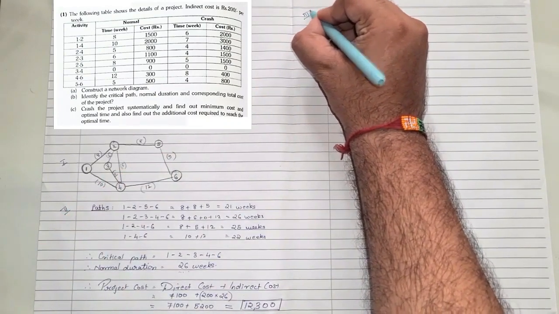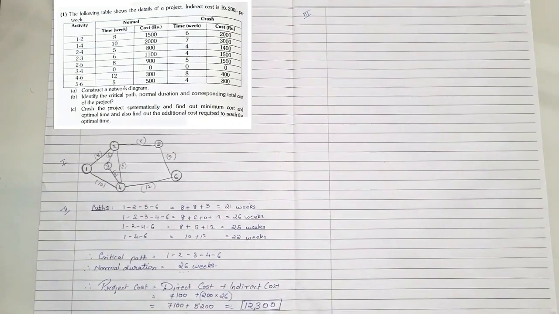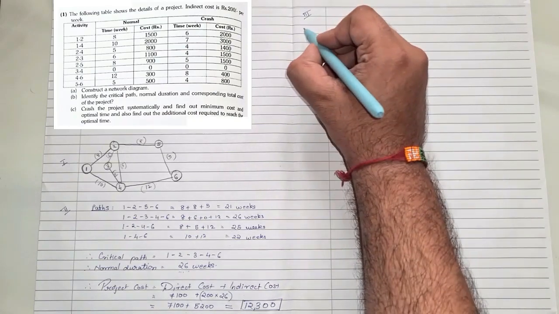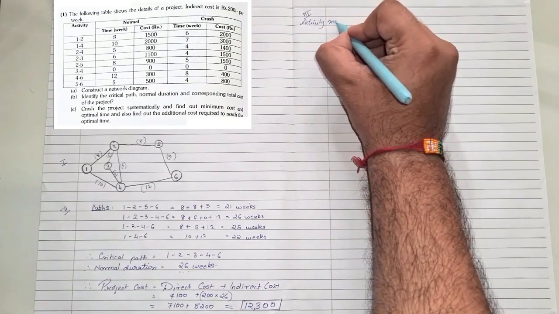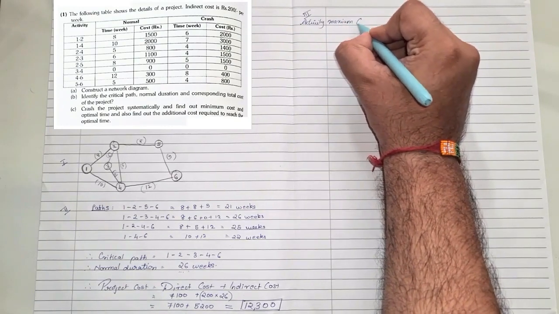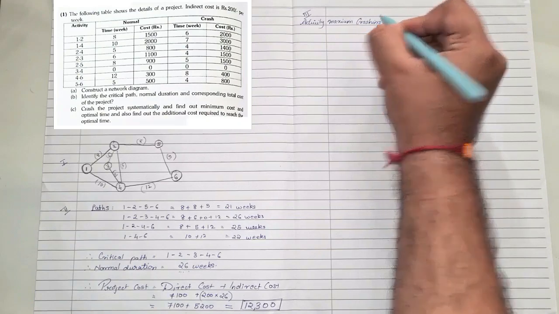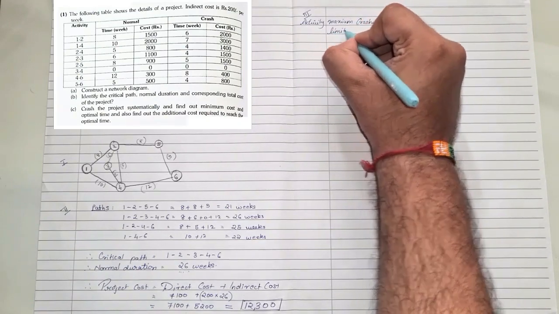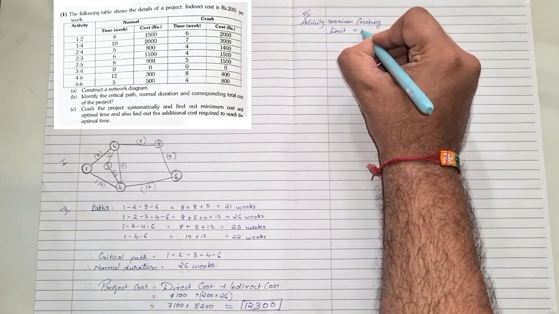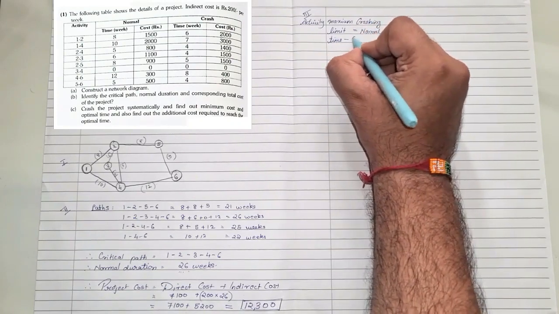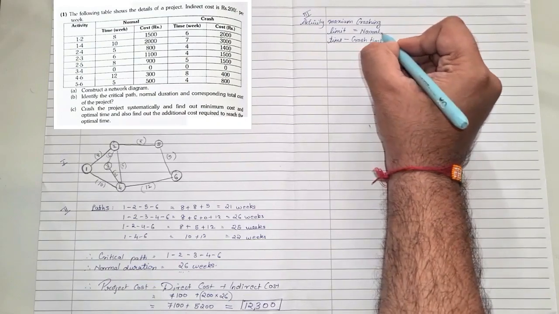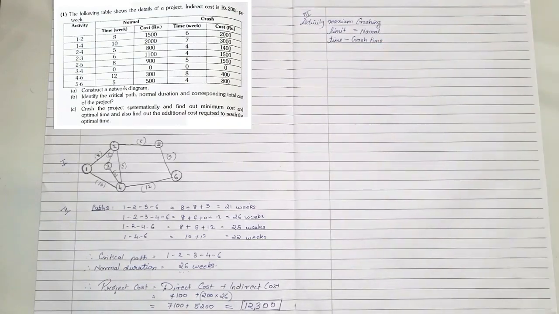Now the third step: in order to find the crashing, we need to find two things. We need to find the slope and we need to find the maximum crashing limit. So what I'll do here is make a table. I'll write here activity, then maximum crashing limit, very important, which is equal to normal time less crash time.